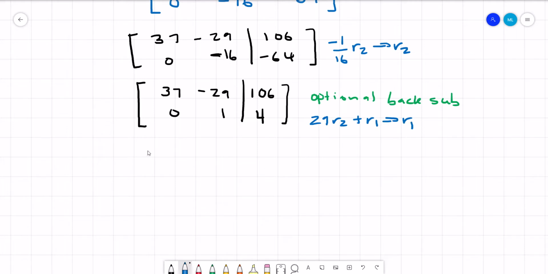Now, in any case, if you want to look at what the operations being done are, you have that 37, negative 29, 106 is being added to 0 times 29, which is 0, and then you have 29, and then you have 116, it looks like. And when in doubt, we can always multiply that 4 times 29, which is 116.